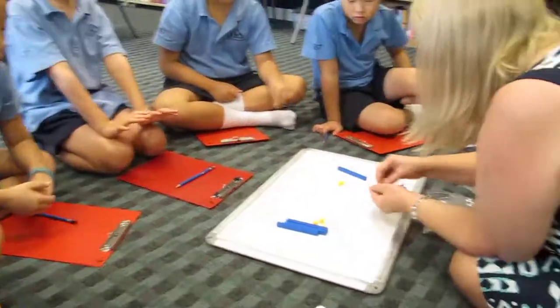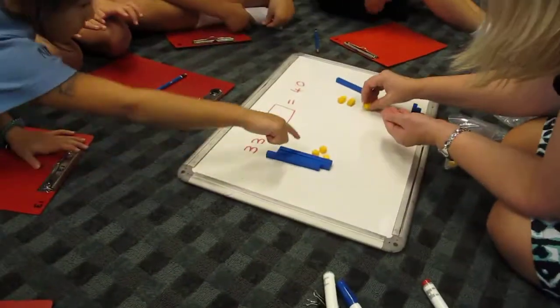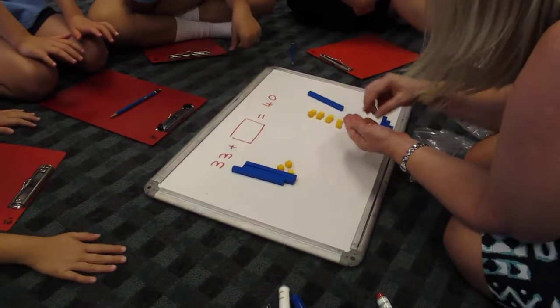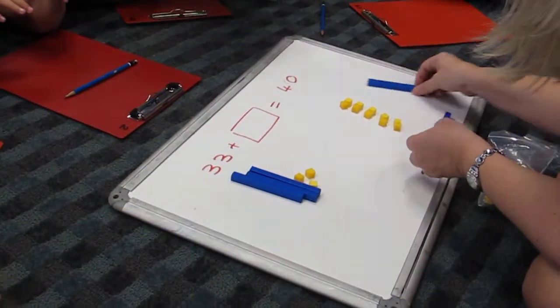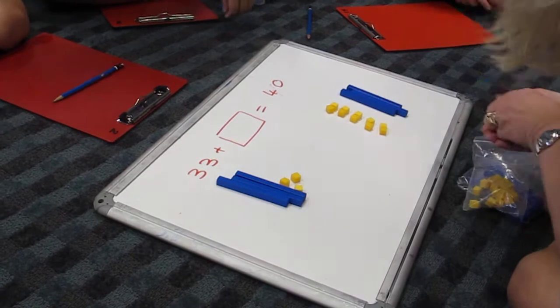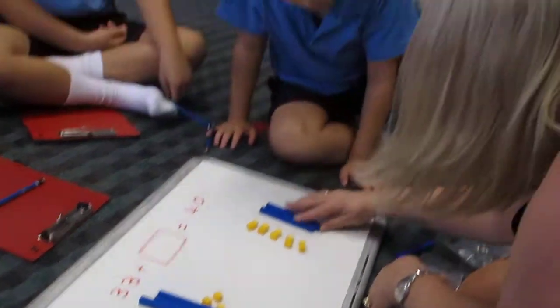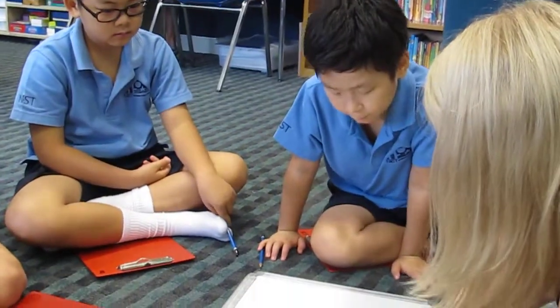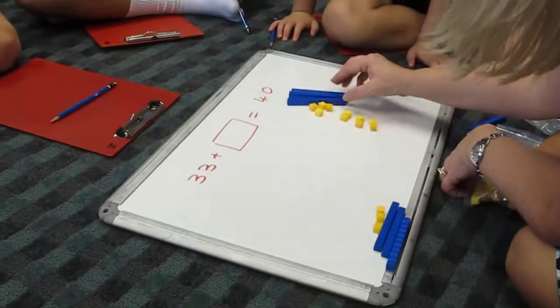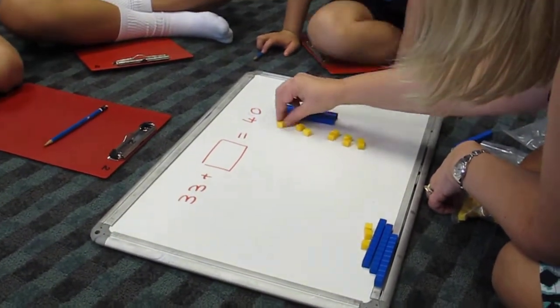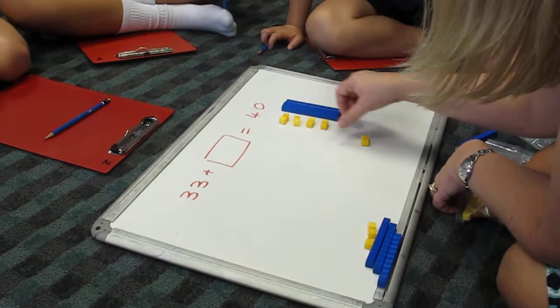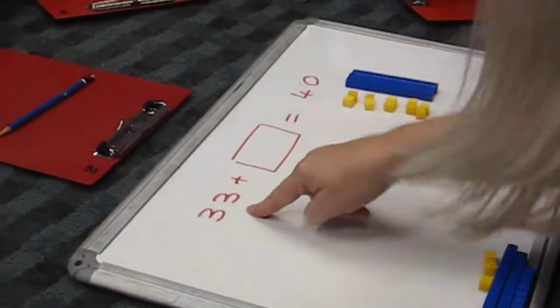Okay, so let's just have a look. 2, 4, 6, 8, 10. So how many have I got here first of all? 40. Okay, sorry, I just dropped one. 40. So I've got 30, 2, 4, 6, 8, 10. So you then did take away the 33.